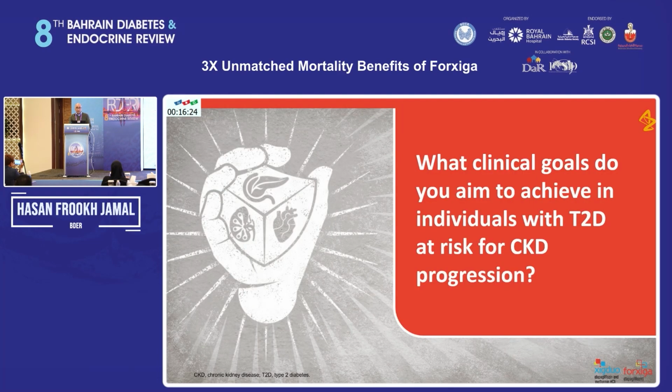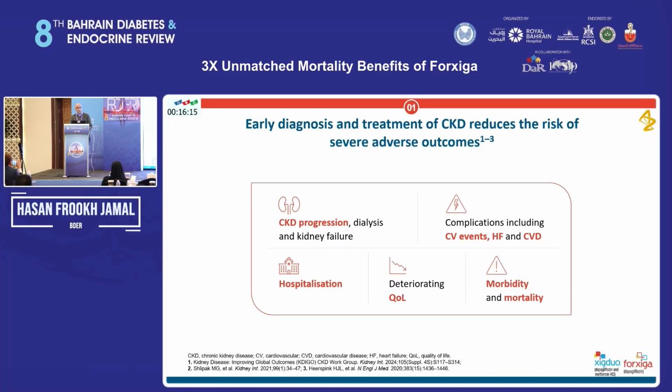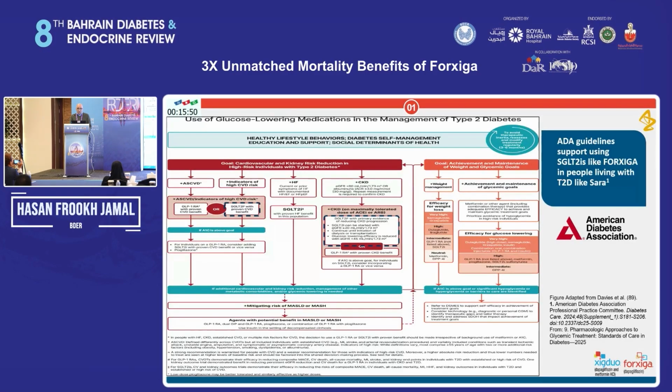So what is our clinical goal, and what should we do to prevent Sarah's progression to CKD? Our aim is to prevent CKD progression ending in dialysis or end-stage renal disease, and to prevent the complications which might happen in type 2 diabetic patients: cardiovascular disease, heart failure, and ischemic heart disease. And of course, to reduce hospitalization, and at the end, to improve quality of life and decrease comorbidities and mortality in these patients.